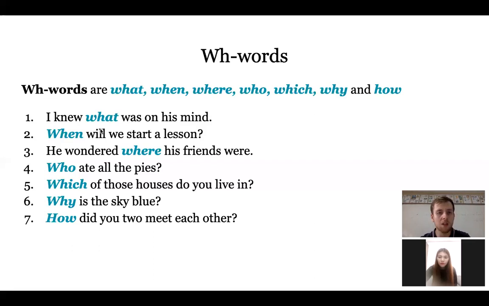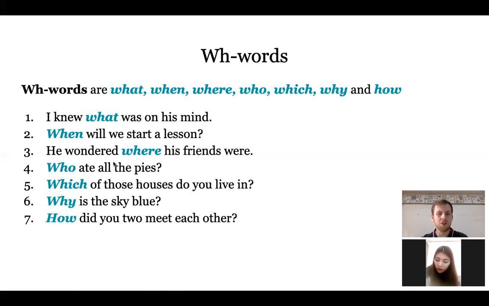I knew what was on his mind. When will we start the lesson? So again, this is about how we use those words. I knew what was on his mind. This word, what, we normally say when we didn't hear someone, or maybe we want him to repeat the phrase that he said. What exactly was on his mind? Next one, when will we start the lesson? Like, what time will we start the lesson?